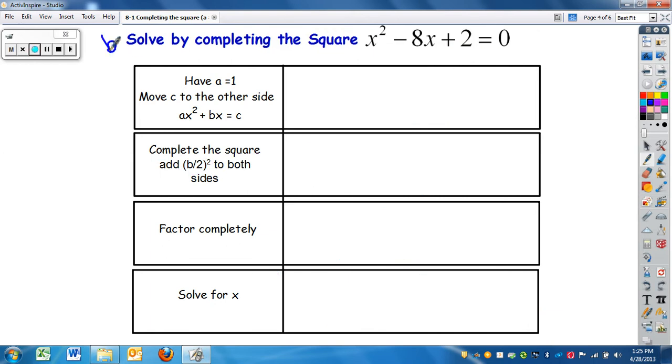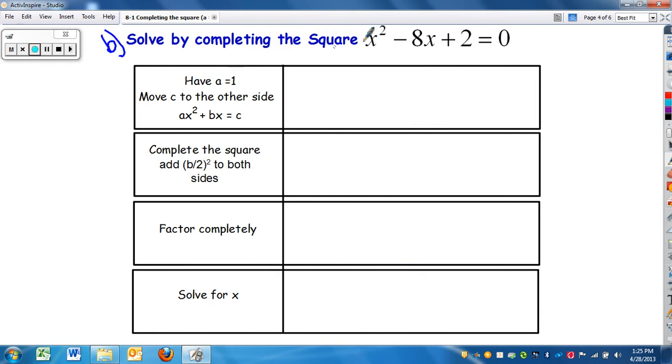So example B. Again, we need a equals 1, which we already have. And everything on this slide in your problems in class will have a equals 1. When a is not 1, that would be your next video to watch. We need to move c to the other side, so I'm going to minus 2 over. So I have x squared minus 8x equals negative 2.